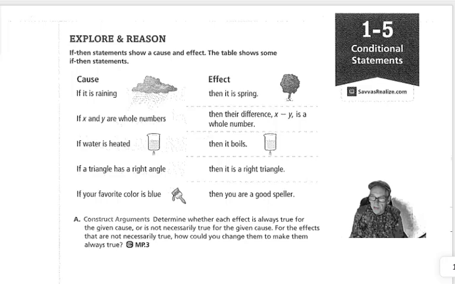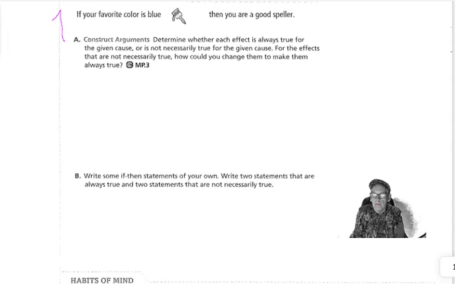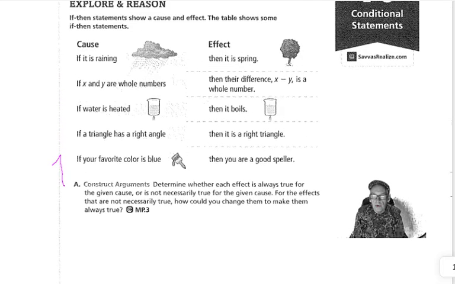One thing we're going to look at is how to show that a conditional statement is false. We need to look after the then part and see if we can find a time when it doesn't hold true. And that way we could say that the whole statement is false. So let's look down at this, and then we'll get some examples of different forms of these also. Determine whether each effect is always true for the given cause or not necessarily true. So back up to these ones up here.